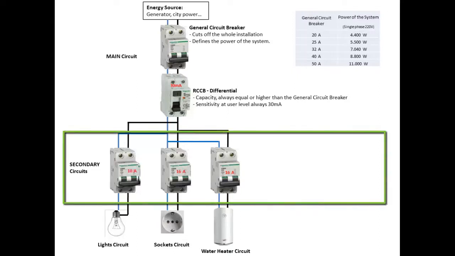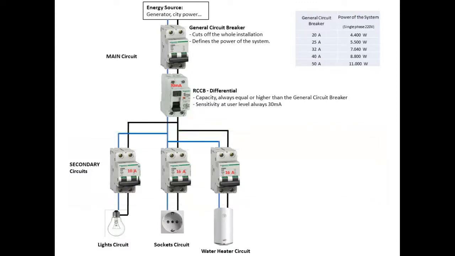Third, if the neutral wire is clearly identified for every circuit, install two pole circuit breakers in every circuit to protect both phase and neutral, remembering always 10 amps for lighting and 16 amps for sockets. If it is not, leave it like that.